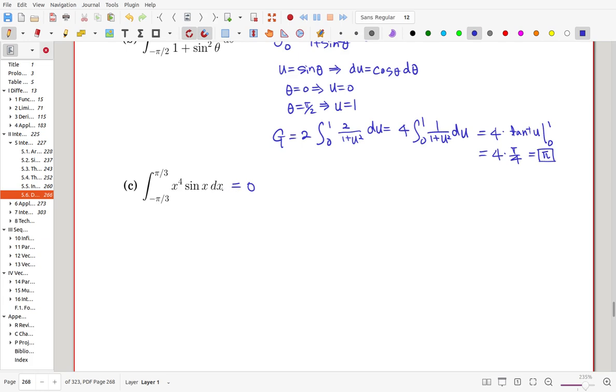At this level, using the techniques you have learned, you cannot get the antiderivative of that one. But later on, when you are working on chapter 8, you will be able to get the antiderivative. Even though you can get the antiderivative, the result must be 0. It's an odd function on a symmetric interval, so it must be 0. Okay?